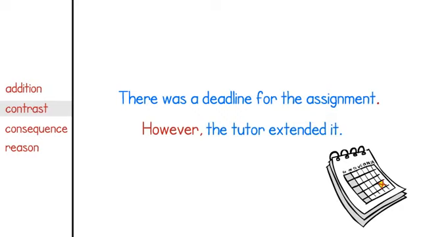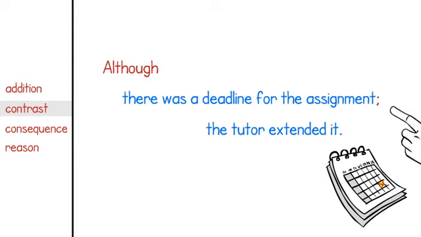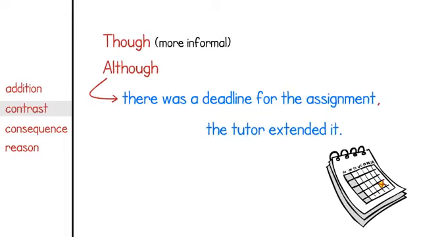As you can see, however used in this way usually goes at the beginning of a new sentence and is followed by a comma. Or it can come after a semicolon, followed by a comma, like this. Another alternative to but is although. Notice that it comes at the beginning of the sentence, before the first clause, not in the middle of the 2 clauses. Although there was a deadline for the assignment, the tutor extended it. It is probably better to avoid using though in your academic writing, as this is more informal.